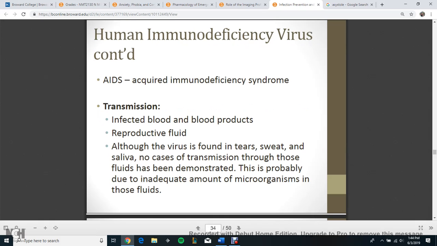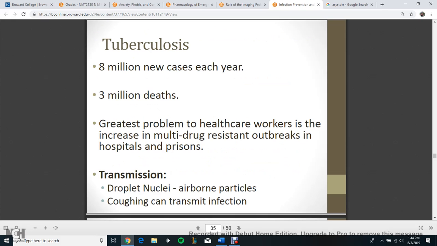AIDS is acquired immunodeficiency syndrome. The transmission is through infected blood and blood products, and reproductive fluid. Although the virus is found in tears, sweat, and saliva, no cases of transmission through those fluids have been demonstrated. This is probably due to an inadequate amount of microorganisms in those fluids. Tuberculosis. 8 million new cases each year. 3 million deaths.